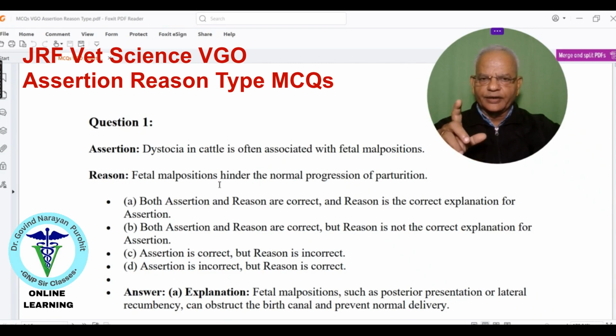So, as you can see, dystocia is often associated in cattle and buffalo with fetal maldisposition, and even in horses and camels. The fetal maldisposition often leads to dystocia. Why? Because when the fetal leg or the fetal head is rotated or deviated, it increases the space required by the fetus, and the birth canal has a limited space, so the fetus cannot pass through it. So, answer is A. Both assertion and reason are correct, and reason is the correct explanation for the assertion.